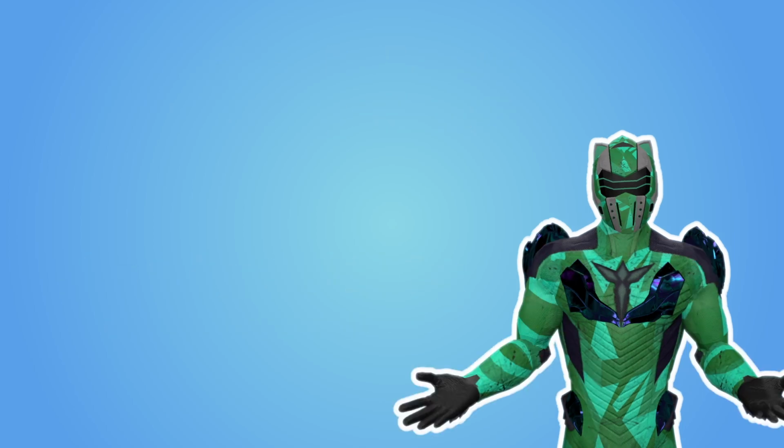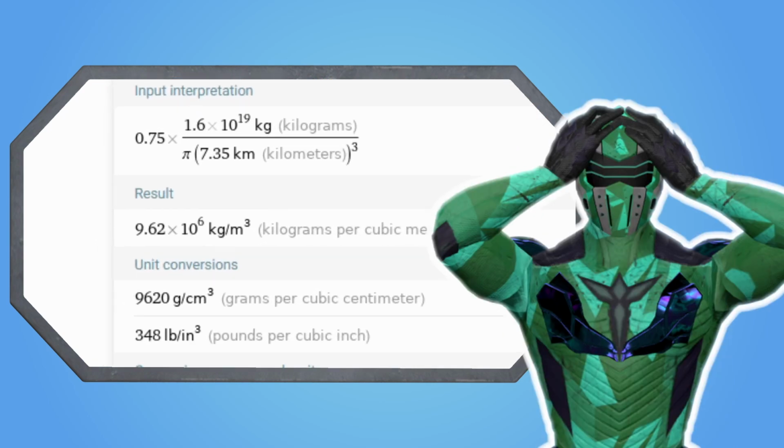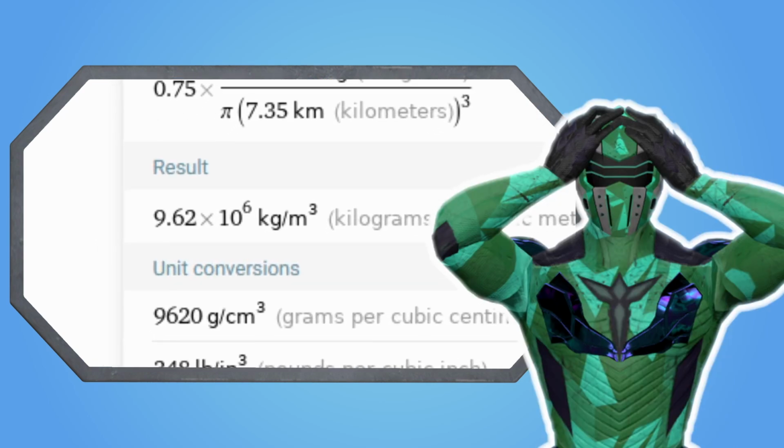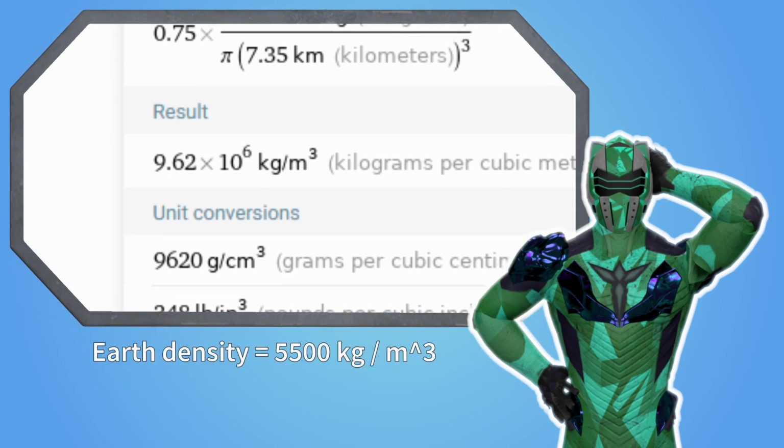Alright, so far so good. Now that we know the mass and the volume of Auraxis, we can calculate its density. Let's plug all the numbers into Wolfram Alpha and we get a density of 9.6 million kilograms per meter cubed. How much is that? It's a lot. For comparison, Earth has a density of 5,500 kilograms per meter cubed.